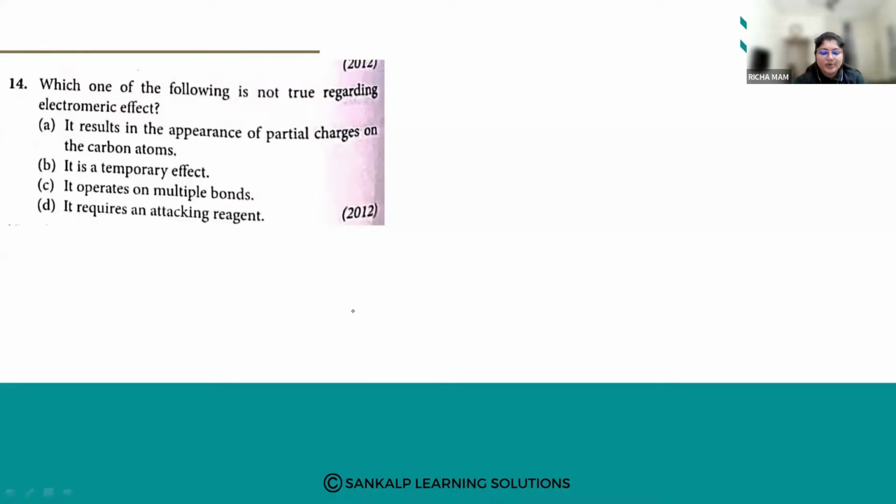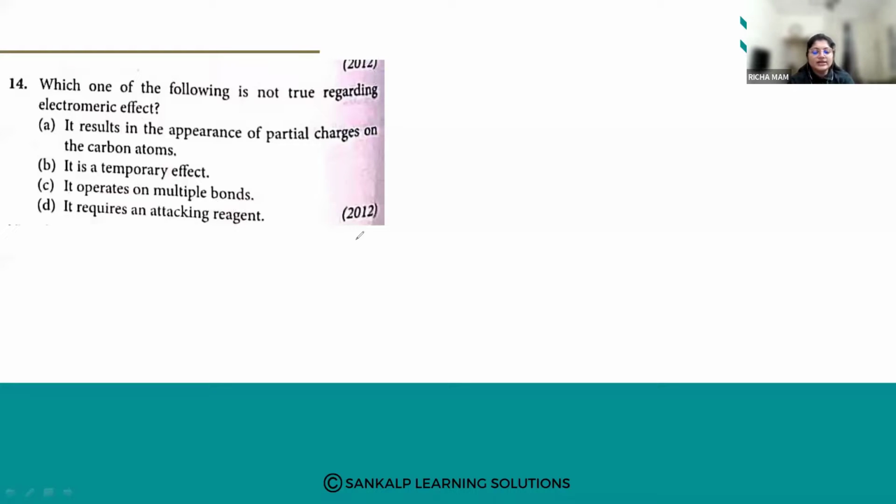Yes, what is the electromeric effect? Which of the following is not true regarding the electromeric effect? A, it results in the appearance of partial charges on the carbon atoms. B, it is a temporary effect. C, it operates on multiple bonds. And D, it requires an attacking reagent.